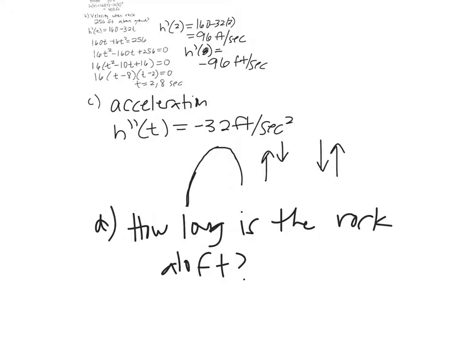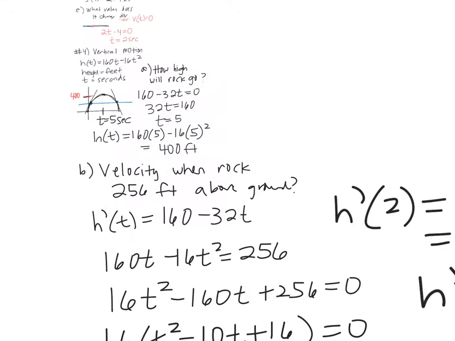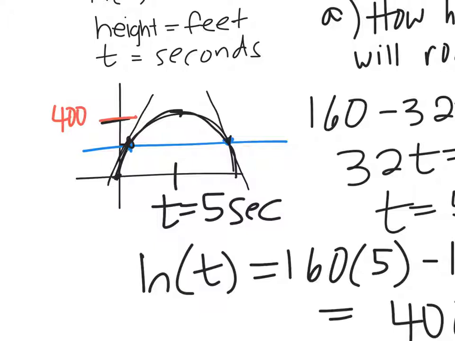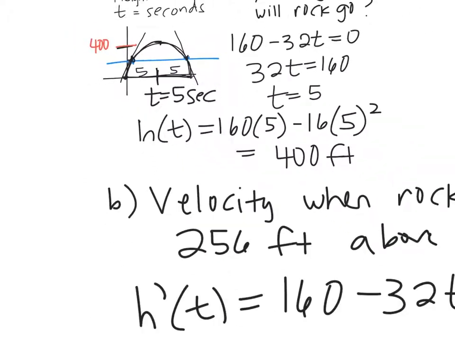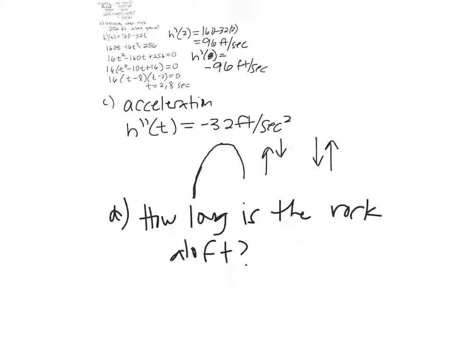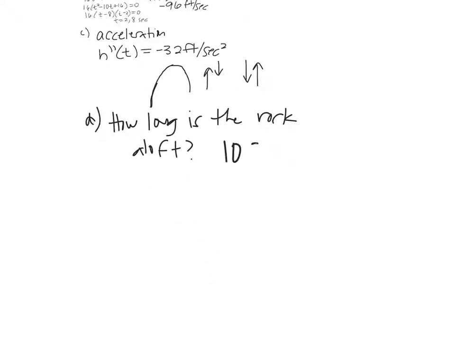And this one's actually really easy to find because since it blasted from the ground, it's symmetric here. So it took 5 seconds to hit the maximum. Guess what? It's going to take 5 seconds again. Now, if it starts at 2 feet above the ground, like if you're hitting a baseball, you don't hit a baseball off the ground, then it wouldn't be symmetric. So be careful of that. Don't always think that it's just going to be double. In this case, it is. So the rock was aloft for exactly 10 seconds.